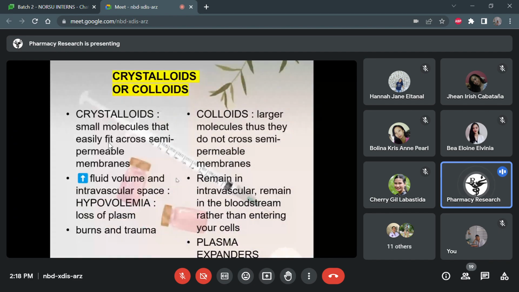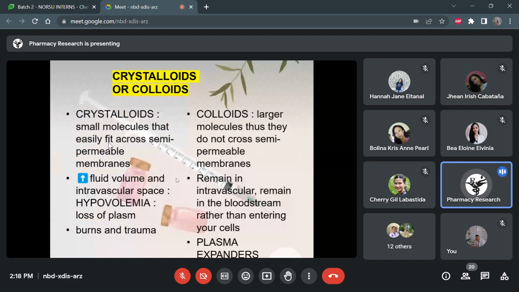Then IV fluids can be crystalloids or colloids. So crystalloids, these are small molecules that easily fit across the semi-permeable membrane. From the word itself, guys, crystalloid, it is a hint that they are small, so small molecules. So it increases fluid volume in the intravascular space.